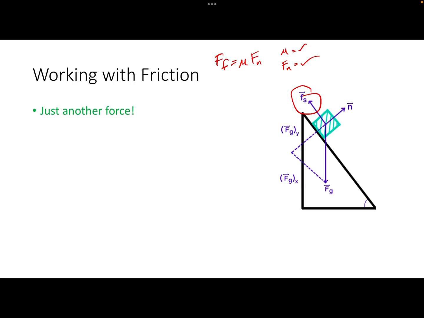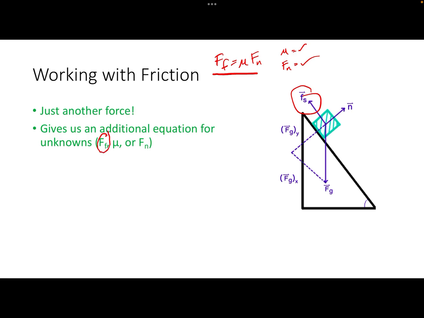Where this friction equation with mu and the normal force comes in is that it's an additional equation for finding additional unknowns. We might be given mu and the normal force, in which case we could find the force of friction. Or we might know or calculate the friction force, and you use that to determine either the normal force or mu. So it expands our universe of things that we can find.